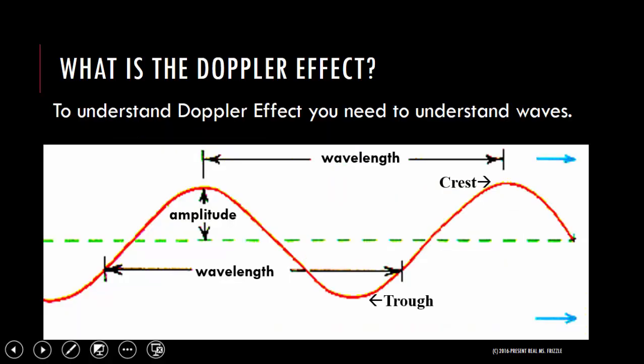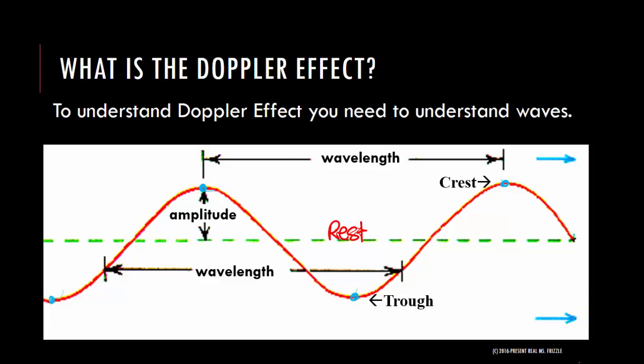And hopefully all of these words sound familiar to you. Remember, you have a rest position, and that's what this green line is here. And the rest position of the wave would be like if the wave wasn't moving at all. But once we get it started moving, we measure how high the wave is with something called the amplitude. And then the high parts are crests, and the low parts are troughs.